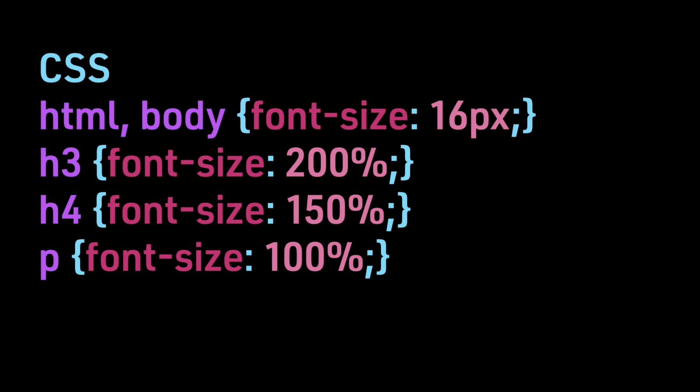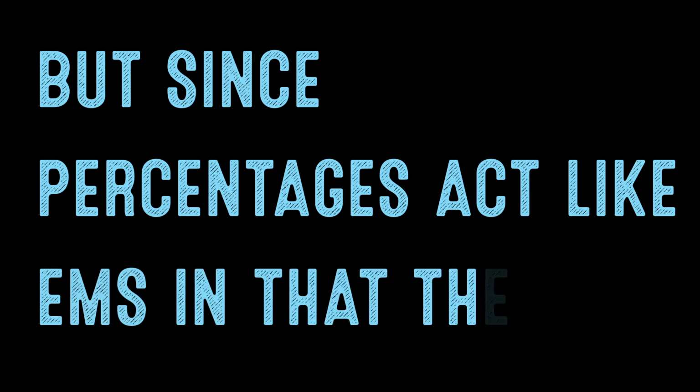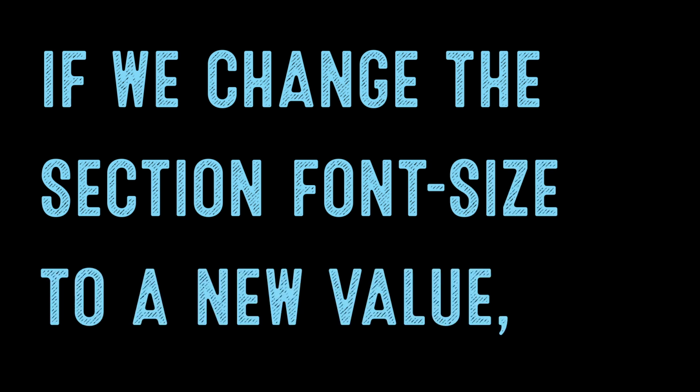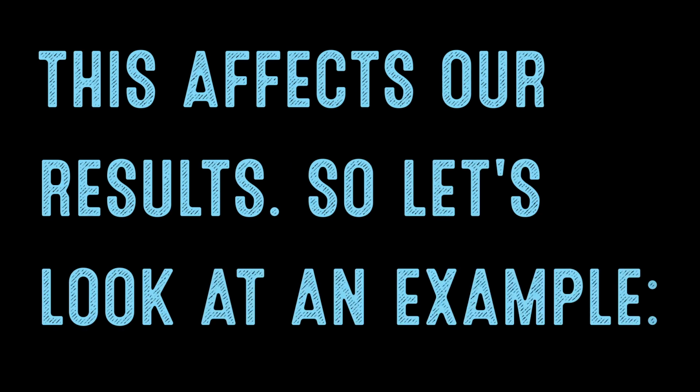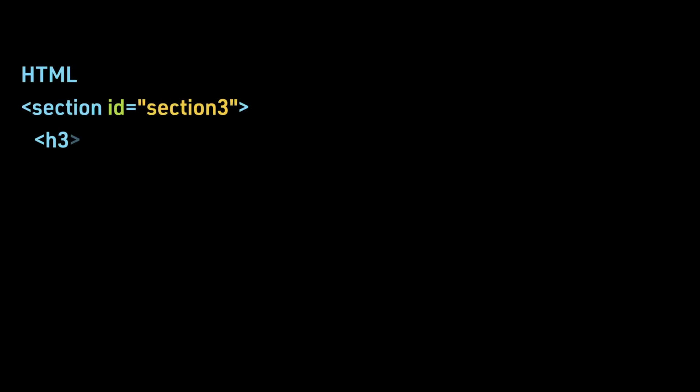If we don't specify the font size of the section, it will inherit the font size of 16 pixels from the body element. This shows how this would look. But since percentages act like M's in that they cascade or are relative to the parent element, if we change the section font size to a new value, this affects our results. So let's look at an example.